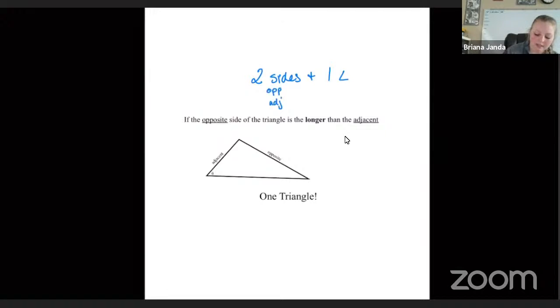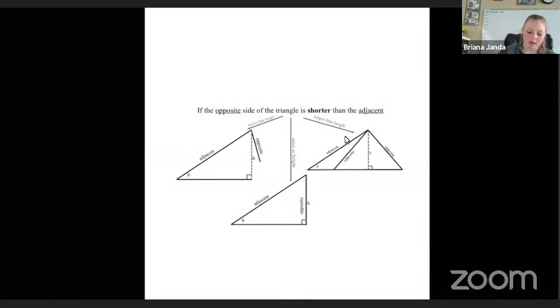If the opposite side is longer than our adjacent side, we automatically have one triangle, and I could have given you this problem on Monday and you would solve it just like any other triangle. We wouldn't even have to think about it. So what we're going to end up doing is comparing our opposite side to our adjacent side. That is going to be our entire process today. So let's look at some other options.